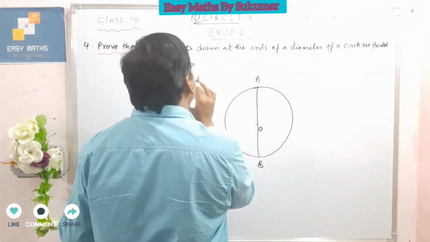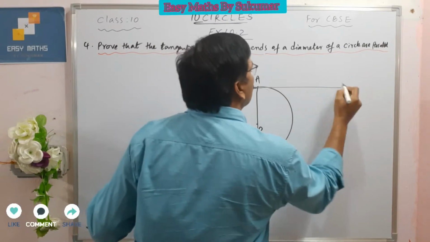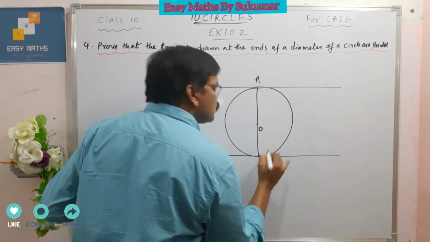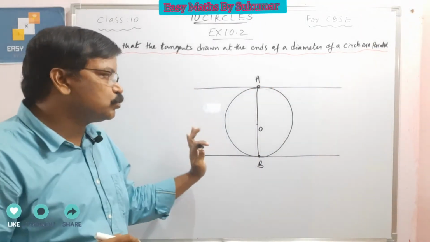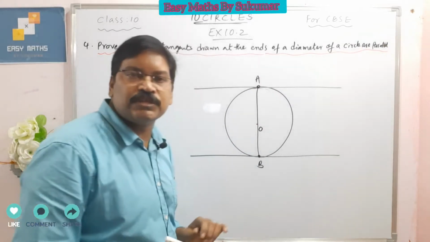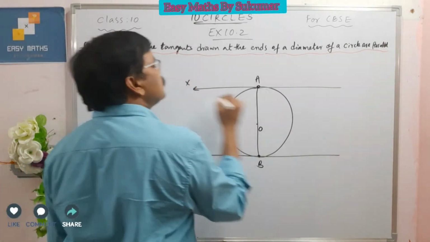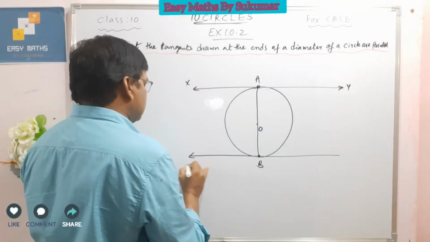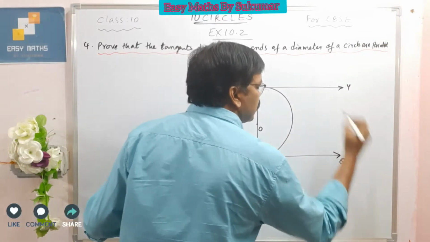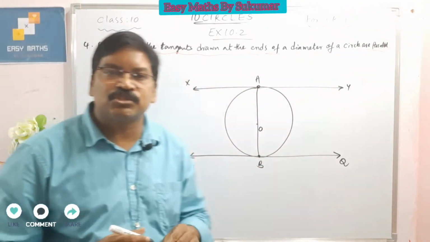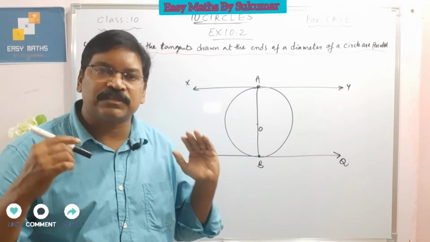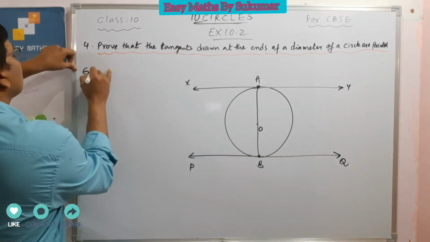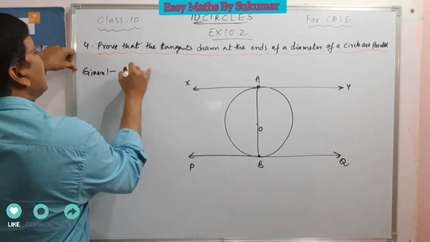See my dear students, the tangents drawn at the ends of the diameter of a circle. That means this is a tangent drawn at the end of the diameter, and this is another tangent drawn at the other end of the diameter of the circle. So we have to prove that these two tangents are parallel to each other. Let this tangent be XY and the other tangent be PQ. So these two tangents are drawn at the ends of the diameter of a circle. Here AB is the diameter.